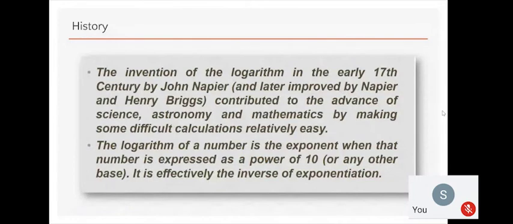Even in the 17th century, the important invention of logarithms was made by John Napier. Logarithms are a very useful tool to make calculation very easy. Actually, this is used in all fields.